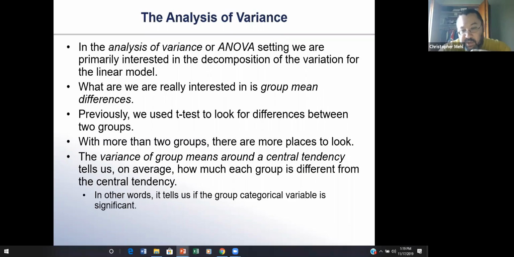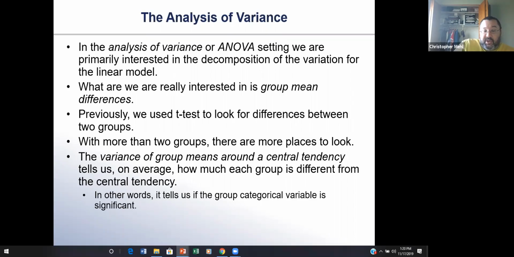What we're really interested in for the ANOVA is what's called group mean differences. Previously, we were using a t-test to look for differences between two groups. If we go back to inference for sample means, and hypothesis testing to compare two sample means, we're using a t-test. Well, that's fine when you have two groups. You can do it with more, but it becomes more cumbersome when you have more than two groups. With more than two groups, you've got more places to look.